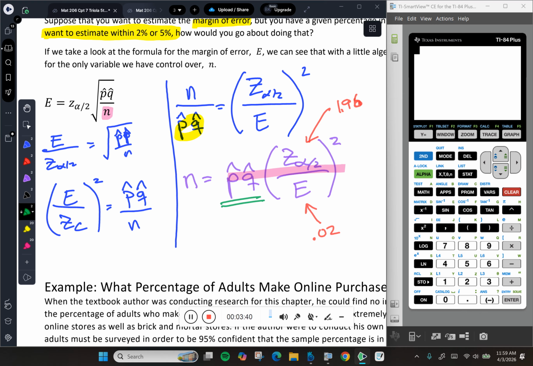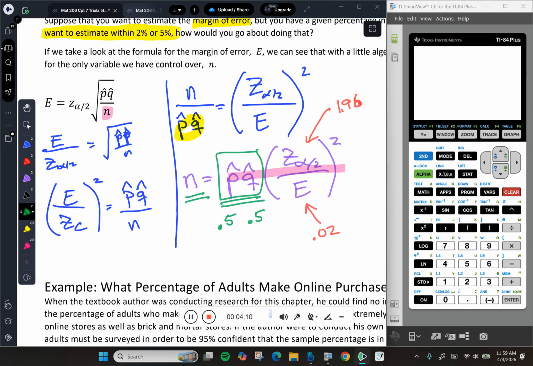You're right, you won't. So what you could do is estimate those based on previous data, or you go with the worst case scenario of 0.5 and 0.5 for both of them, because when you make them both 0.5, it makes the product of p hat and q hat as large as possible, which would then give you the largest sample size that would be necessary.